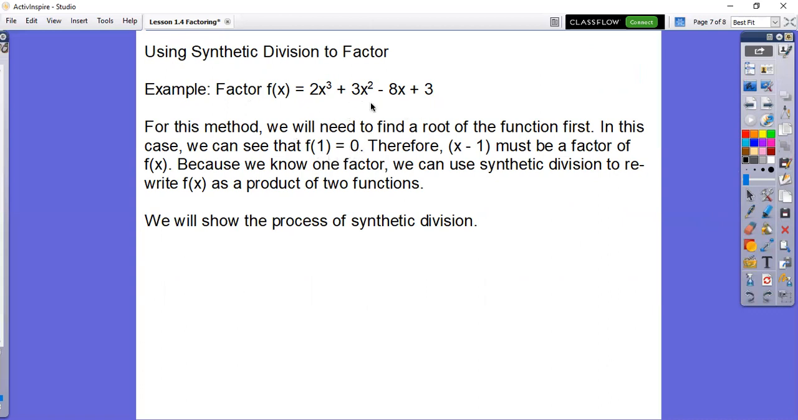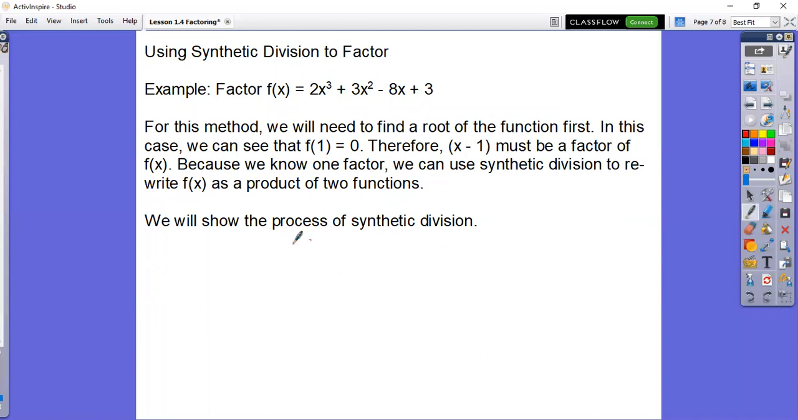If 1 is a root of the function, then x minus 1 must be a factor. Because if x minus 1 is a factor, 1 minus 1 is 0, so anything else you're multiplying is being multiplied by 0. So x minus 1 must be a factor of this polynomial. Here's what synthetic division looks like.